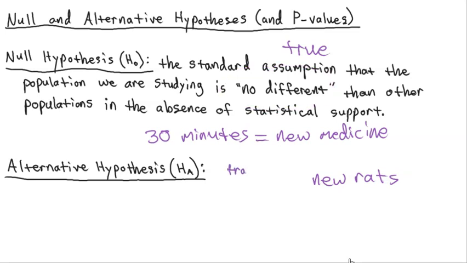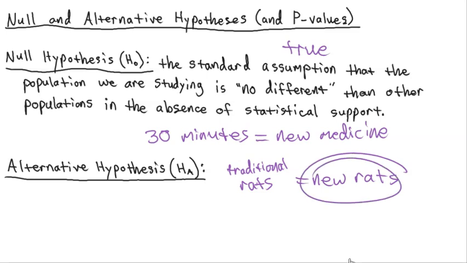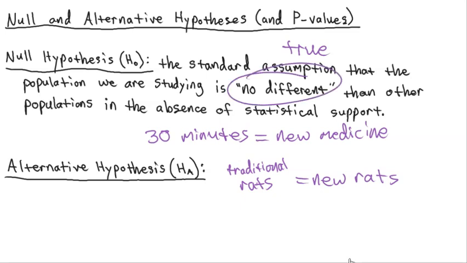So we'll put here traditional rats, and our new rats. Okay, we're going to say that they're the same thing. We're going to say that the new rats that the biologist has seen are traditional rats. We're going to assume that they are no different than other rats until we have statistical support. And so we're going to call that the null hypothesis.